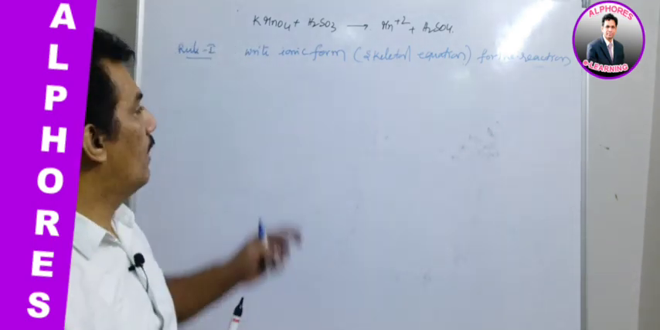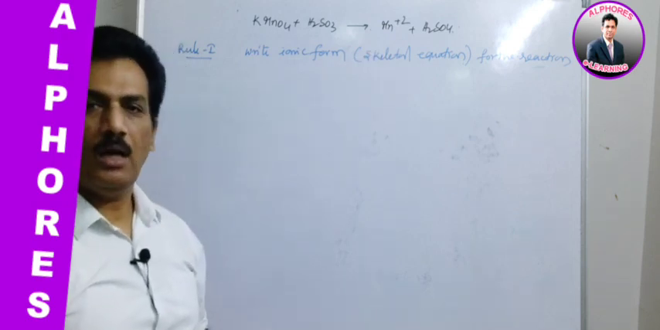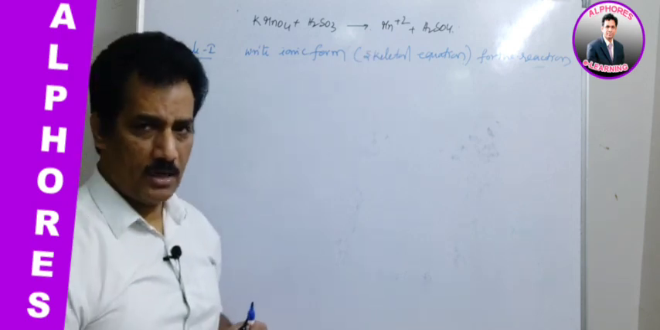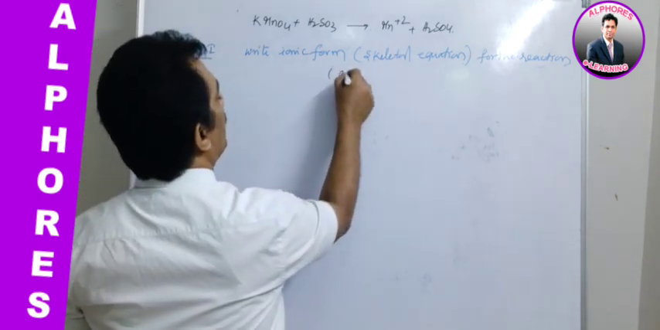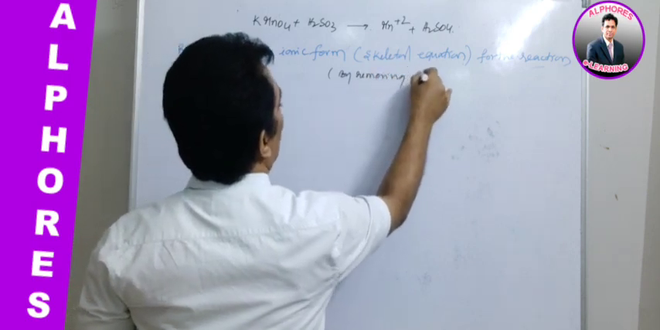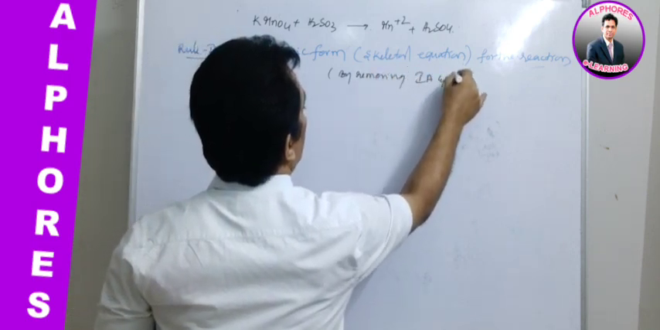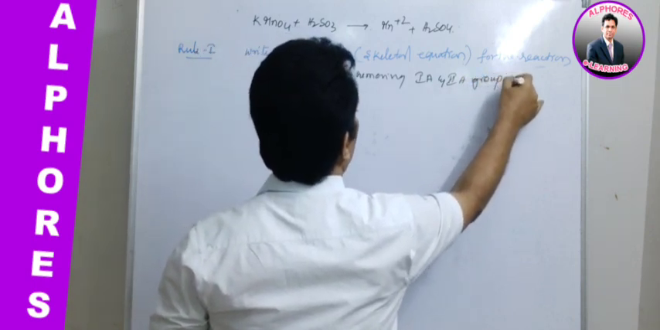First rule says we have to write the ionic form of the given equation or reaction. How to write the ionic form? Just remember, it is by removing first A and second A group cations. I think you know what are first A group and second A group.